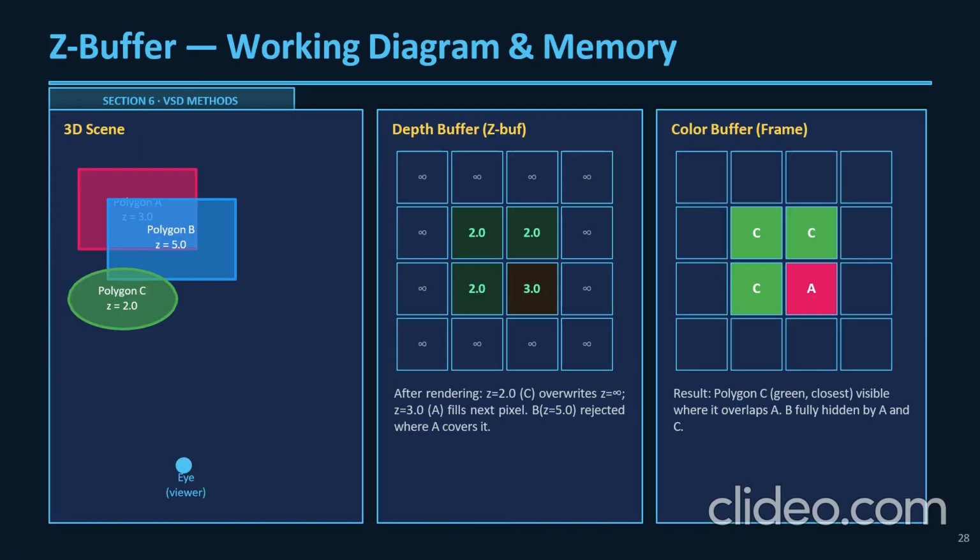So in this diagram, we can see how the Z-buffer works. Initially, every pixel in the depth buffer is assigned a maximum depth value. As the polygons are rendered, the depth value is compared with the stored depth buffer value. And the nearest surface updates both the color buffer and the depth buffer. As a result, hidden objects remain invisible.